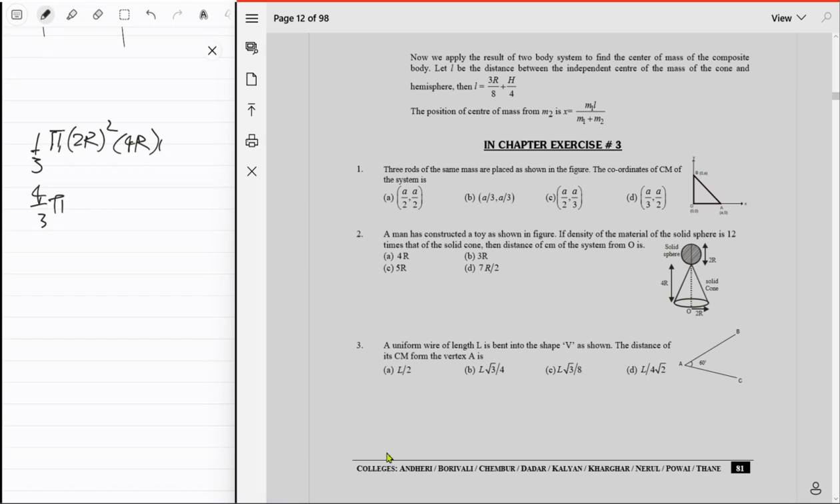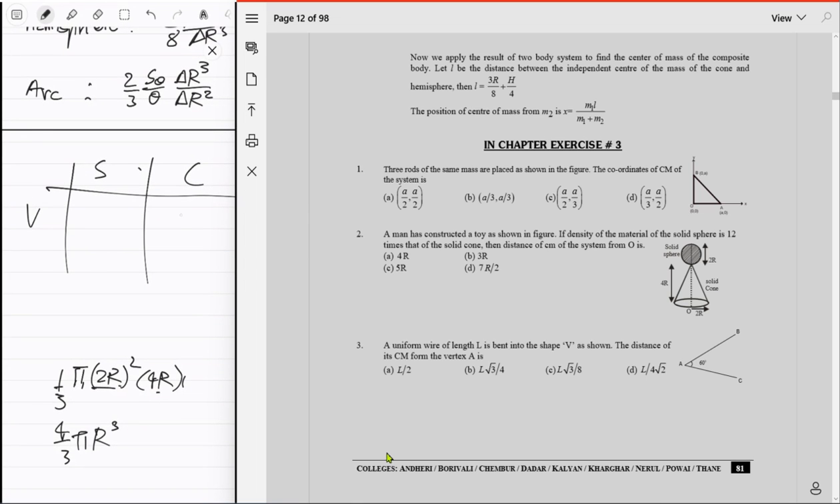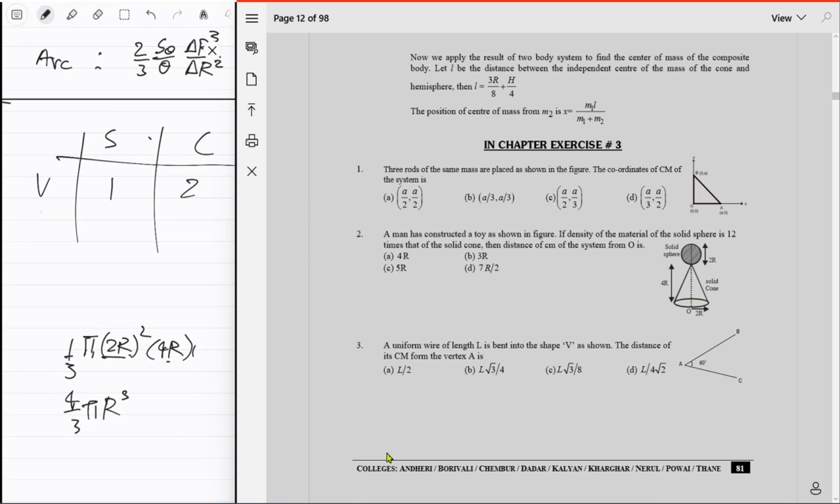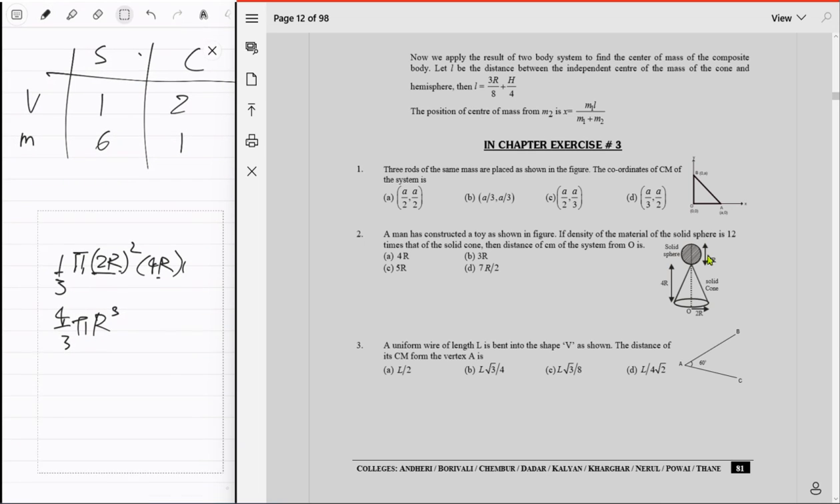Just pi r cubed, of course, very expensive. So this is 8/3 pi r cubed. So it's 2:1, right? Our cone has 2 times as much volume. And then the masses though, the sphere has 12 times density. So this is like 6:1. That makes sense. Okay. And the r values, or the height values, this is from O, of course.